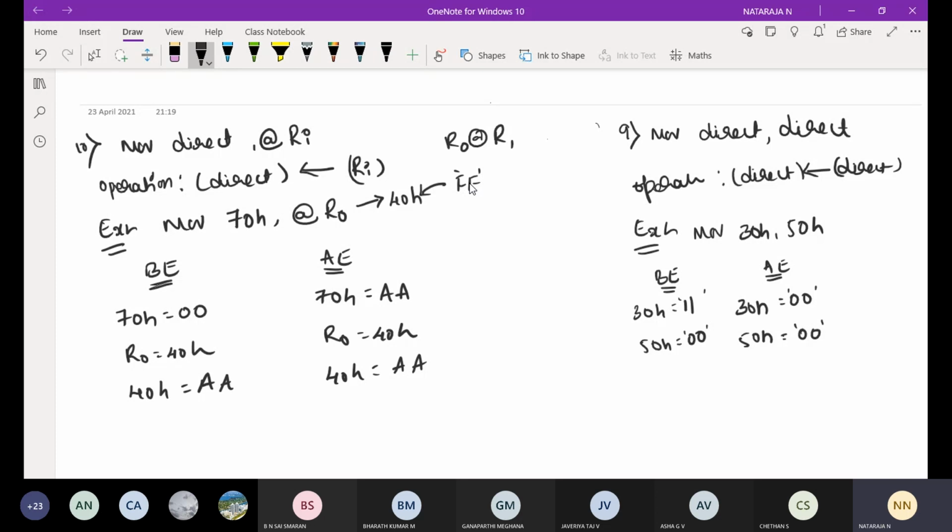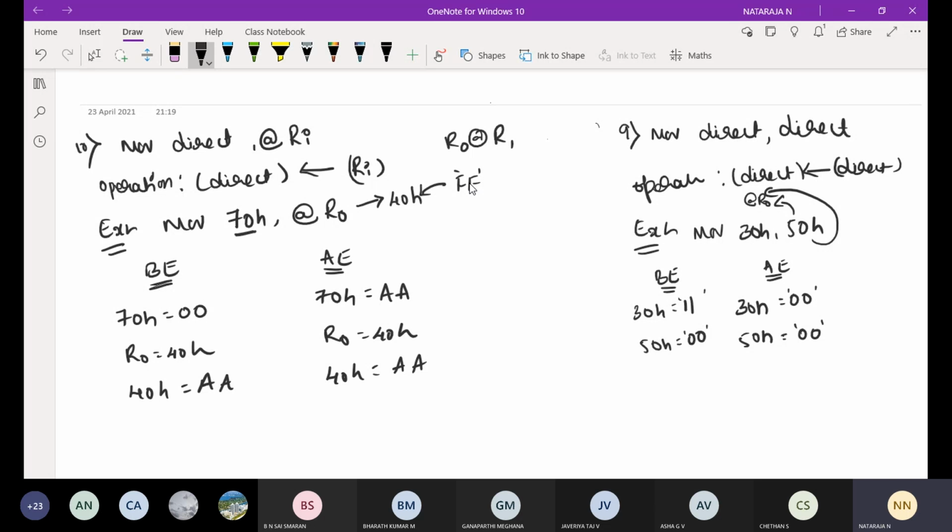But here, indirectly we are going to load this data to some register. Then we are going to extract. In this address we have a data that we are going to extract to another location. See here, 70H is my main address location. I am going to copy at R0. At R0 we have one address, that is 40H. Whatever data we have in that 40H, we are going to copy in the address of 70H.